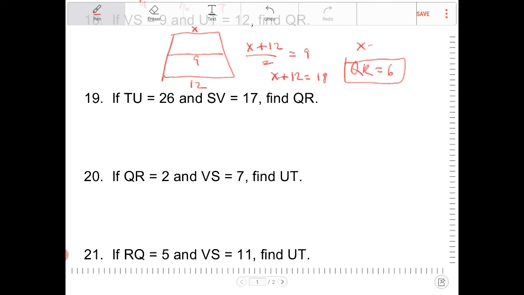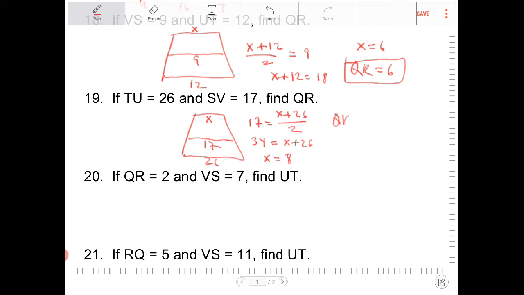Okay. So, very similar problem. UT is equal to 26, VS is equal to 17. We need to find out what QR is. So, 17 is equal to x plus 26 over 2. Multiply both sides by 2. 34 is equal to x plus 26. Subtract 26. What do I end up with there? I end up with 8. So, QR is equal to 8.